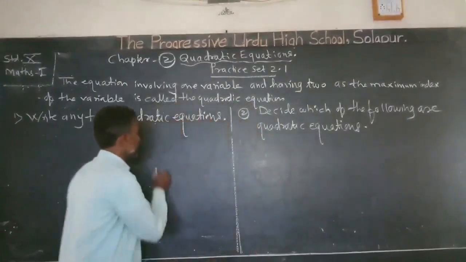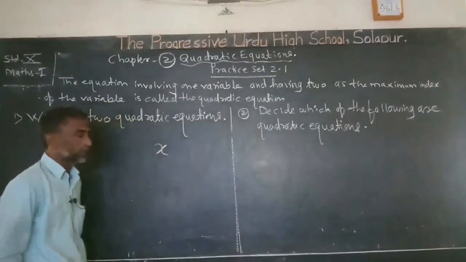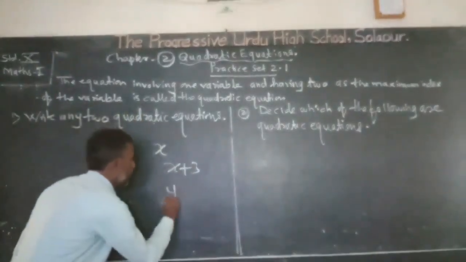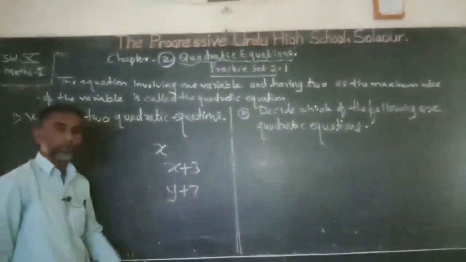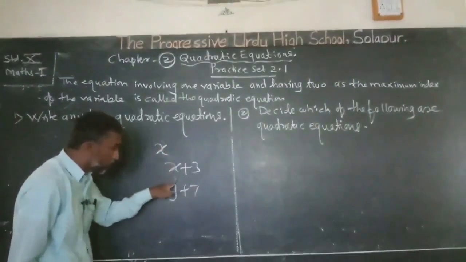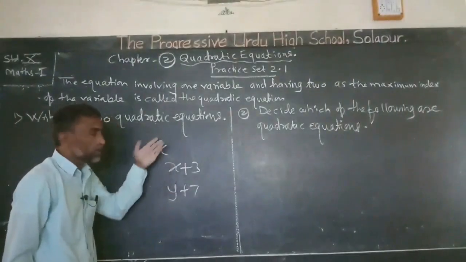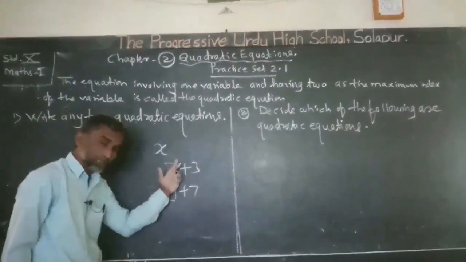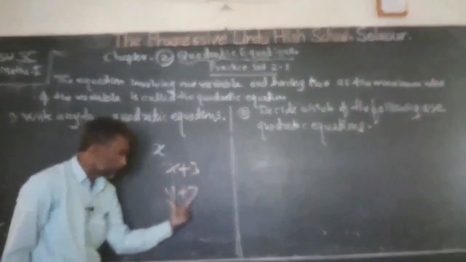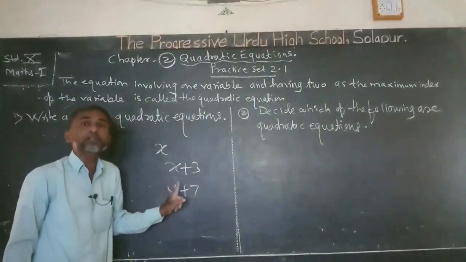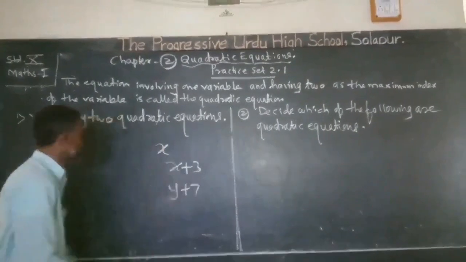For example, x is a polynomial, x plus 3 is also a polynomial, y plus 7 is also a polynomial. As the degree of the variable is 1, x means x raised to 1. As degree is 1, it is a linear polynomial. Again, as the degree is 1, it is a linear polynomial. Y plus 7, the degree of the variable is 1, therefore it is also a linear polynomial.